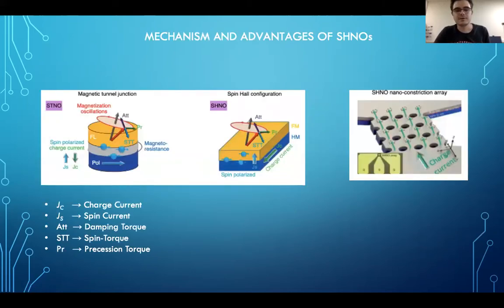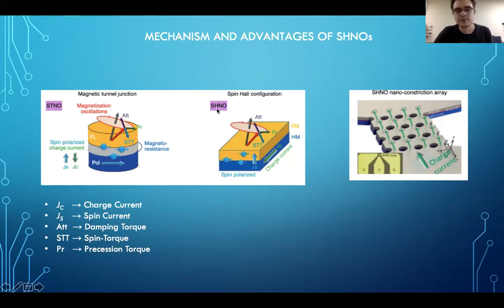Mechanism and advantages of spin Hall nano-oscillators. On the left, you see a magnetic tunnel junction, or spin transfer nano-oscillator. Spin transfer nano-oscillators work with a spin current. You send the current to the polarizer, and the polarizer sends spin current to the free layer, and this spin current creates a natural frequency at the free layer.